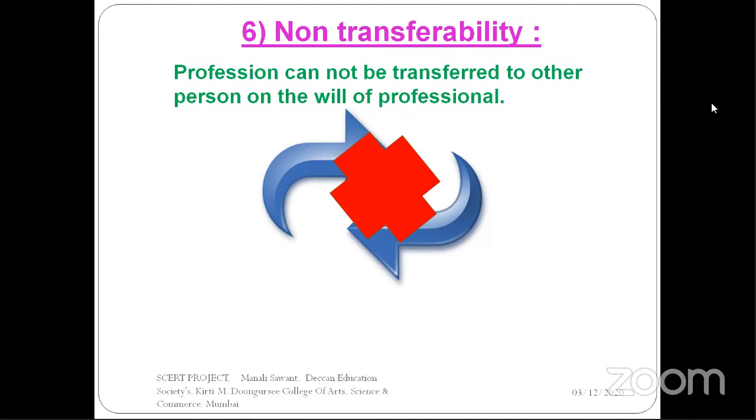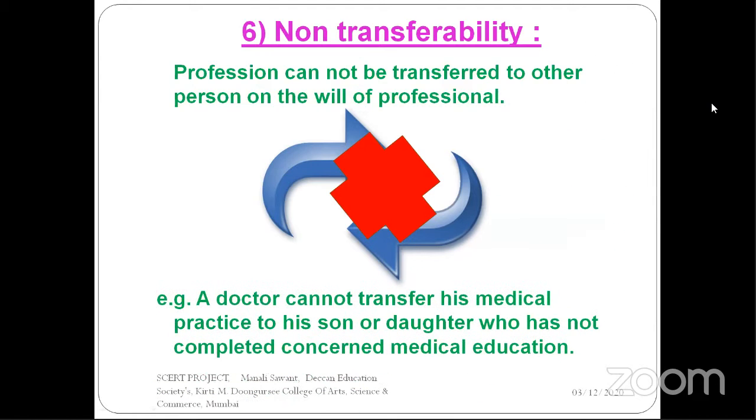A profession cannot be transferred to another person at the will of the professional. For example, a doctor cannot transfer his medical practice to his son or daughter who has not completed the concerned medical education. If a person is a well-known doctor of our area, with a very big hospital, and his son or daughter does not have the MBBS degree, he cannot transfer his profession to them.